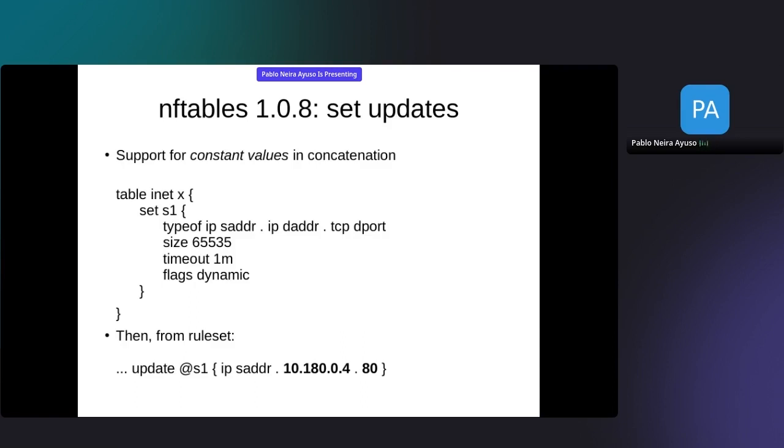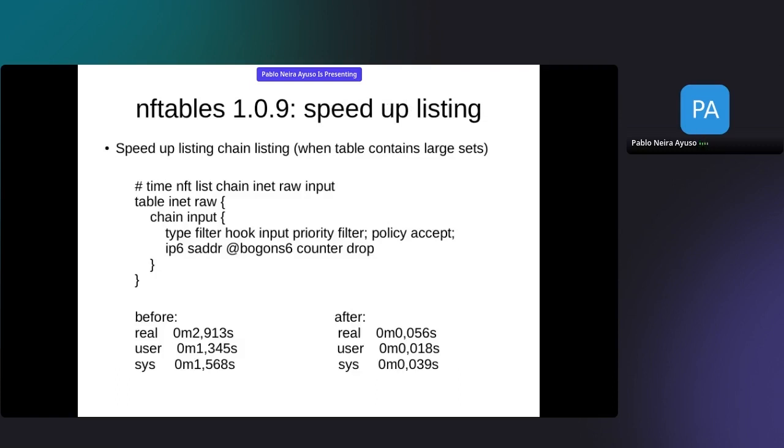So basically, in this case, the user specifies an update on the set S1, which is a dynamic set, and the IP source address that is used as first component in the tuple that represents this element is variable, depends on the packet field, but the remaining components in this tuple are constant, which is an IP address and a TCP destination port. So now you can use also constants here. This is possible.